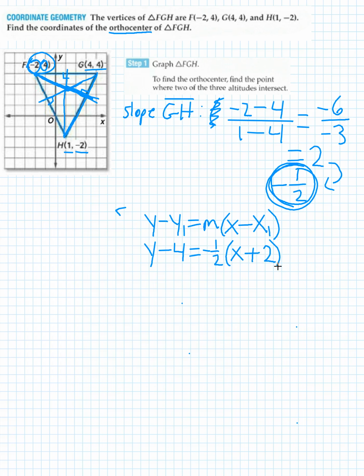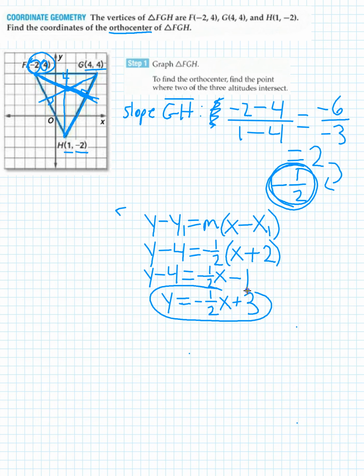Let's simplify this. We've got y minus 4 equals, let's distribute -1/2 to everything. That's -1/2 x, and -1/2 times 2 would be -2 over 2, which is -1. Add 4 to both sides, so we get y equals -1/2 x, and if you add 4 here, that becomes +3. So we found the equation of one of our altitudes. Let's do this again for another altitude.